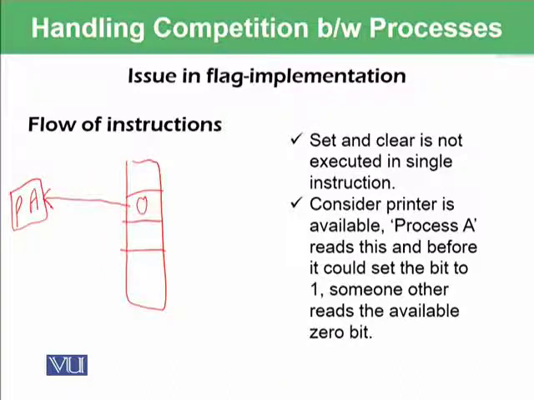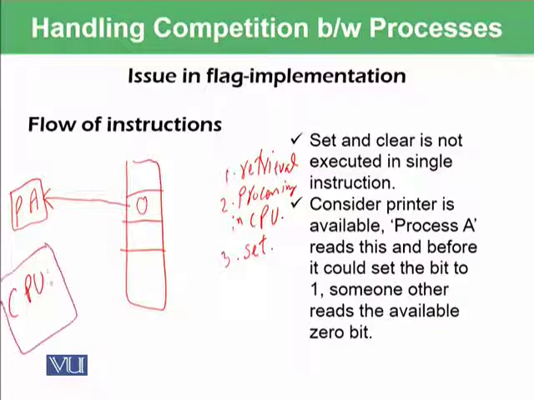You know that when process A wants to read this information from the main memory, the procedure has three steps. One is the retrieval. Second is processing in the CPU, checking whether it is 0 or 1. And then third is the set instruction, which will set this bit as 1, meaning I am going to use this printer.